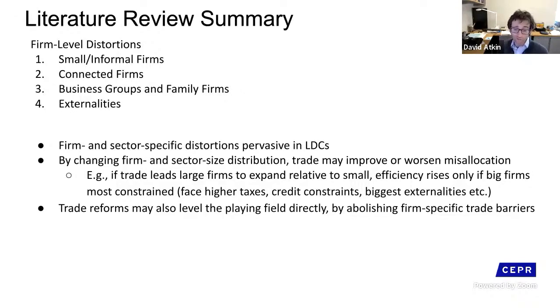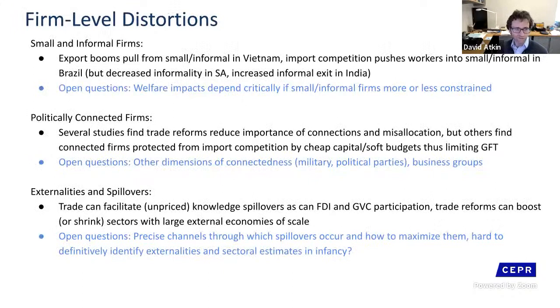Very directly, trade reforms may also reduce a set of distortions in and of themselves, in some sense leveling the playing field if the initial source of those distortions was the trade policies themselves. And we think in many settings, for example, with quotas, which are allocated by governments in a non-transparent manner, or by access to export licenses and suchlike, that may very well be the case, and there'll be more direct impacts from removing these firm-specific distortions.